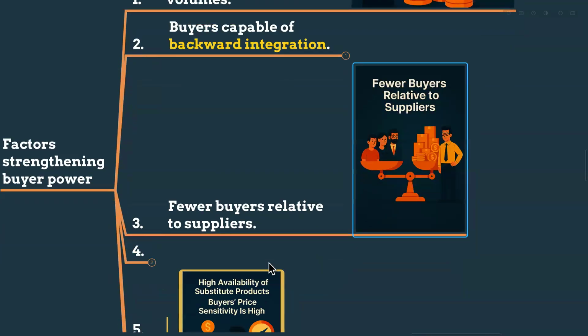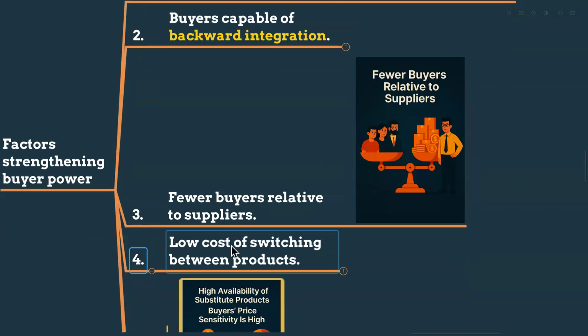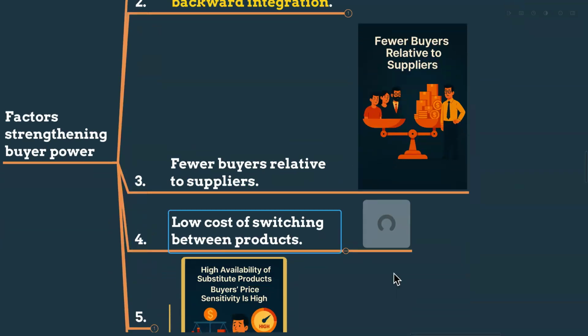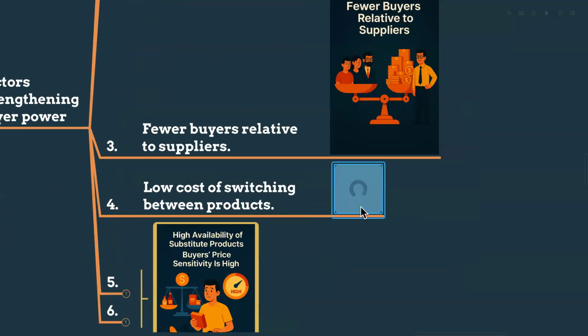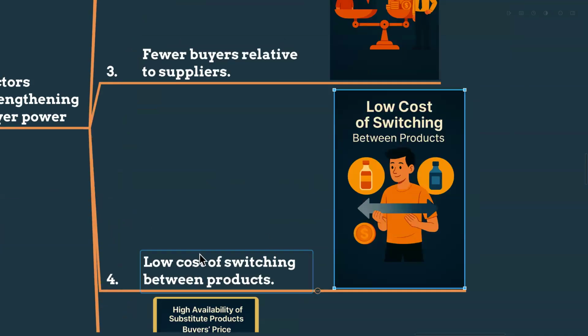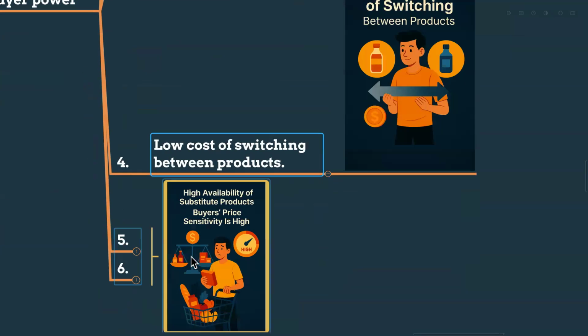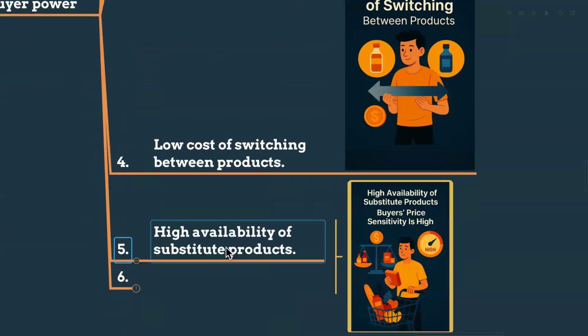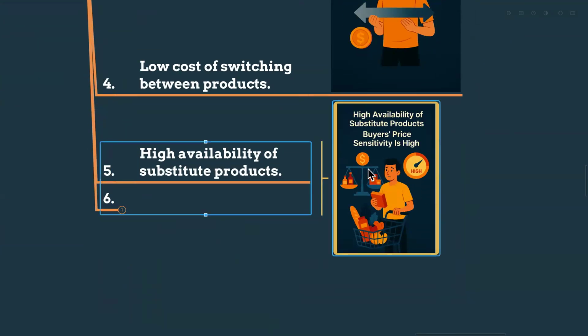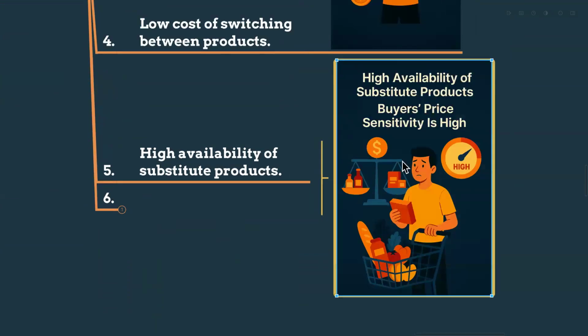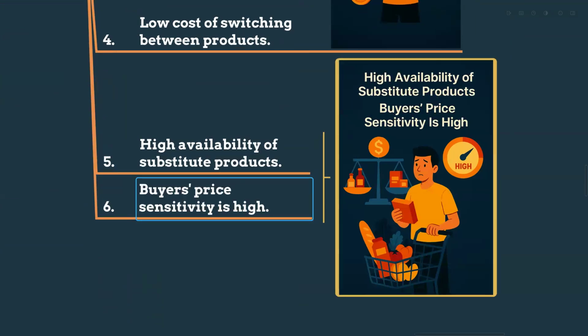So buyers have the choices and low cost of switching between the products. Customers can easily replace you. It is easy to change the supplies, right? And let's talk about high availability of substitute products. Like your products, with the same usage, there are a lot of products available, and they will simply replace you.